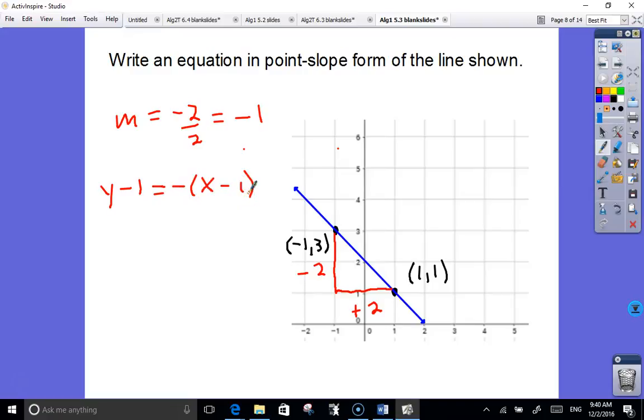Now, what if somebody else picks the other point? Well, they're going to have a different looking point slope form, but it's still correct. So you could have 2 different answers if it says write the point slope form. If you happen to pick negative 1, 3, then you're going to get y minus 3 equals negative 1, x plus 1.